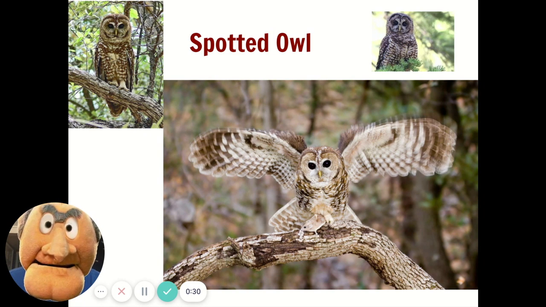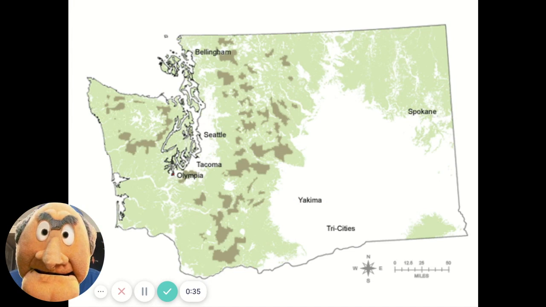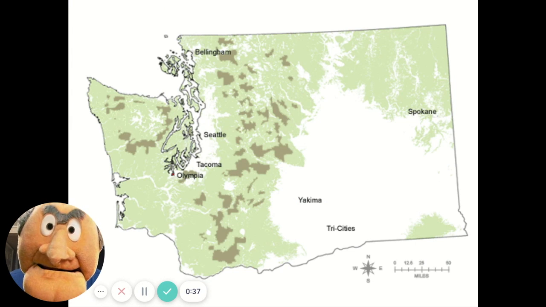A good example of metapopulations is the spotted owl, which we've looked at already. If you look at spotted owl populations in Washington state, the olive green areas are metapopulations of spotted owls. Suitable forest habitat is old growth, particularly large trees. So you have spotted owl populations that may move between these different areas on the map, but not very often.